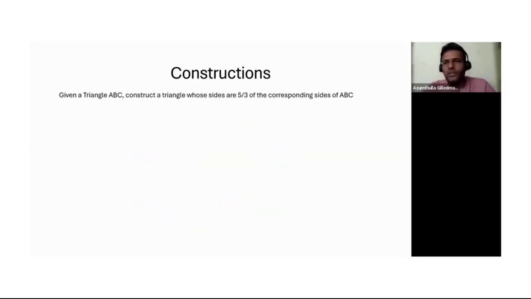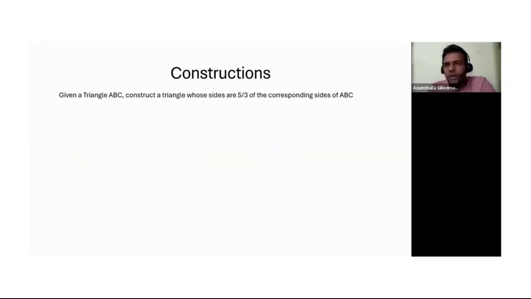Now let's look at this. So now we know how to divide the line into equal parts, right? Now let's see how to do that for a triangle. Given a triangle ABC, construct a triangle whose sides are 5 by 3 of the corresponding sides.